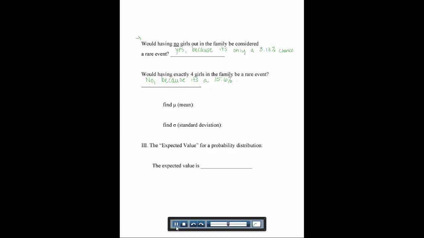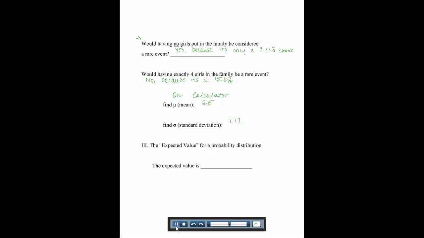Okay, now we want to find the mean and the standard deviation. So you want to do this on your calculator. And there'll be another video posted of how to do this. But the mean ends up being 2.5, and this should be what you would expect. Out of 5 children, you would expect about 2.5 of them to be girls. Now we know there can't be 2.5, so 2 or 3 would be your most likely number. And then the standard deviation is 1.12, and that can be used to find things like the usual amount of girls and so forth.